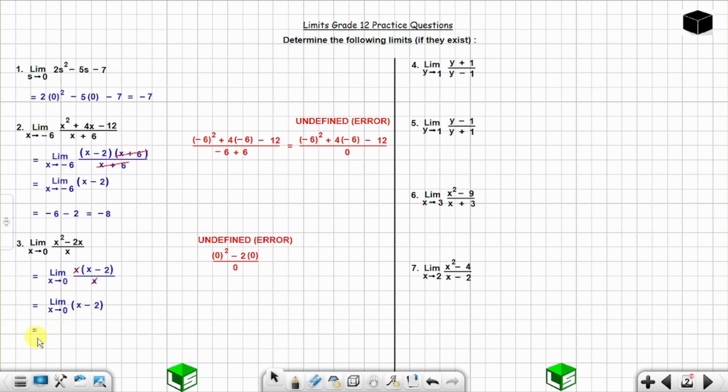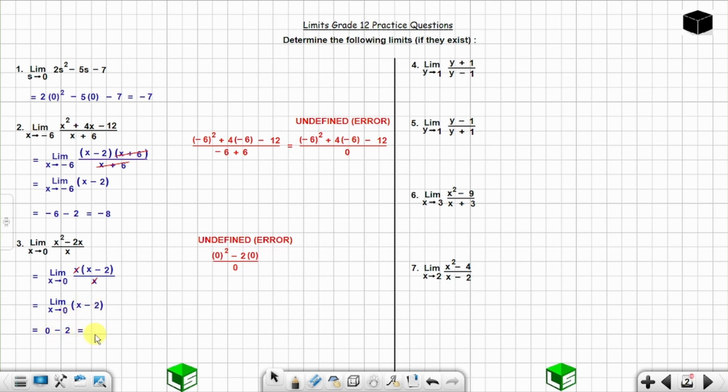You carry on. Now you are going to substitute 0 for x wherever you have x. Whenever you substitute the value, you are going to drop the limit expression. So you are going to have 0 minus 2.